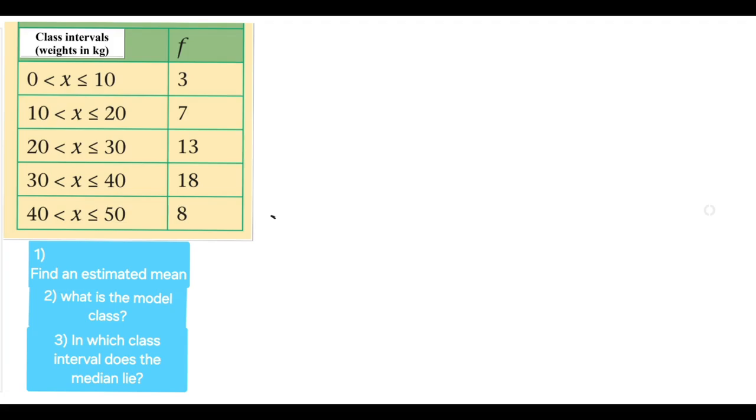Now I'm going to show you this example in front of me. The question says the class interval weights in kg is given and this is the frequency. The first question says find an estimated mean. I'll show you two methods of finding the estimated mean. Let me show you first how to do it with the calculator, then I will show you without a calculator as well.